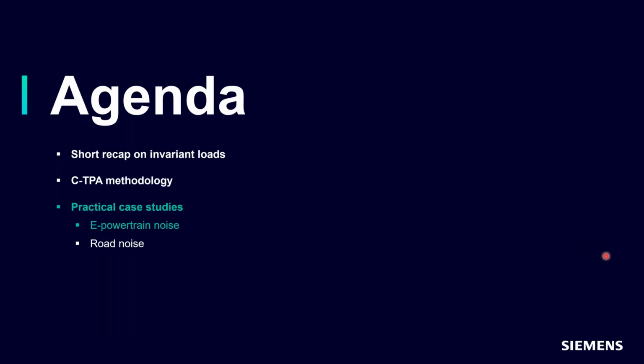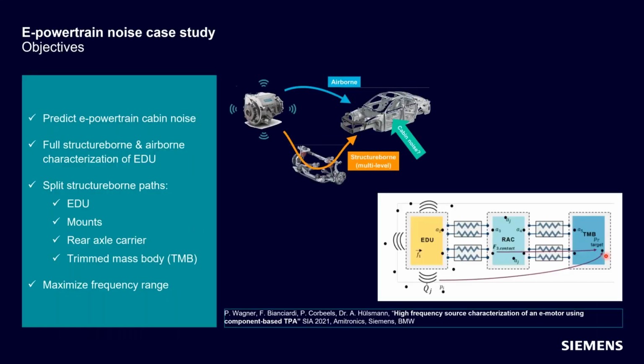So the first case will be on this E-powertrain. And what we did in this case, again, these are based on technical papers. So this was a paper done with BMW. I'll provide a link to these papers at the end of the session together with some other resources. So you can always check if you want to investigate a bit in more detail than what I show in the slides. Simply put, in this paper, the objective was to do the following.